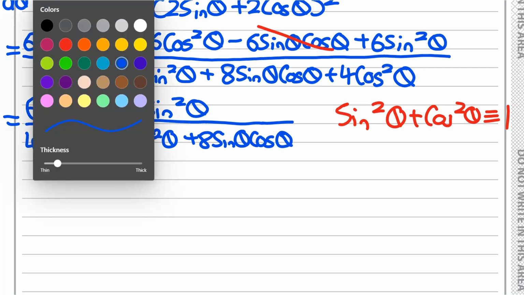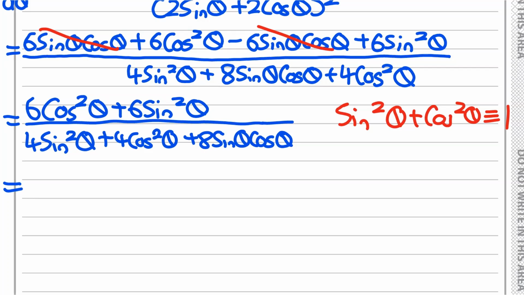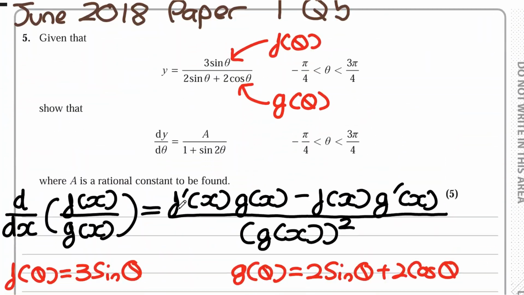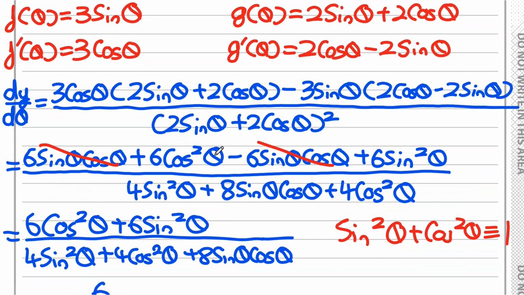Now, as we have 6 in front of both the terms, and as sin squared theta plus cos squared theta is equivalent to 1, this is going to be equal to 6 in the numerator. In the denominator we have 4 sin squared theta plus 4 cos squared theta, so this is going to be equivalent to 4, and then plus 8 sin theta cos theta. Now we need to show that dy over d theta is equal to a over 1 plus sin 2 theta.